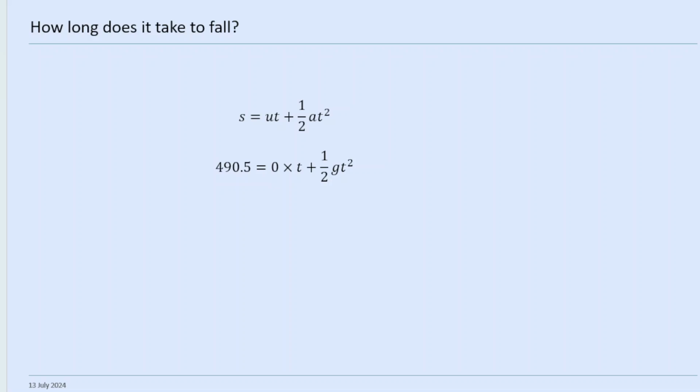So 490.5 equals 0 times t plus a half gt squared. Multiply both sides by 2. 981 equals 9.81 t squared. Divide both sides by 9.81. The numbers work out perfectly. It wasn't contrived, honestly. So you get 100 equals t squared. It takes 10 seconds to fall basically 490 meters. It's pretty quick, isn't it? 490 meters is half a kilometer.